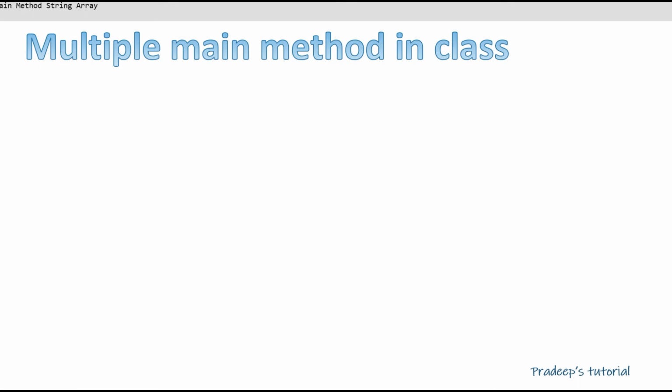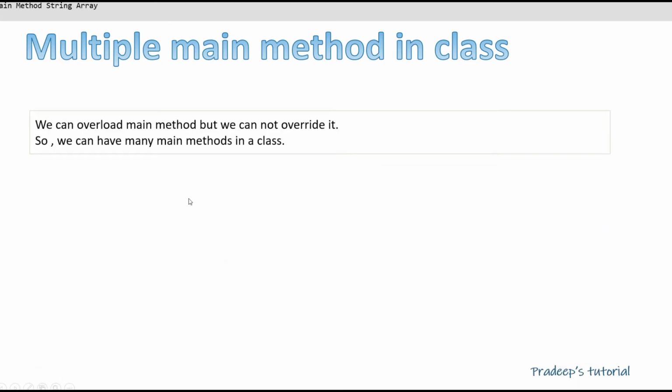Multiple main methods in a class. This is a very important question. Can we have multiple main methods in a class? I'm pausing for a few seconds. Just think about it, is it possible to write multiple main methods? The answer is yes. We can overload the main method, but we cannot override it. So we can have many main methods in a class.